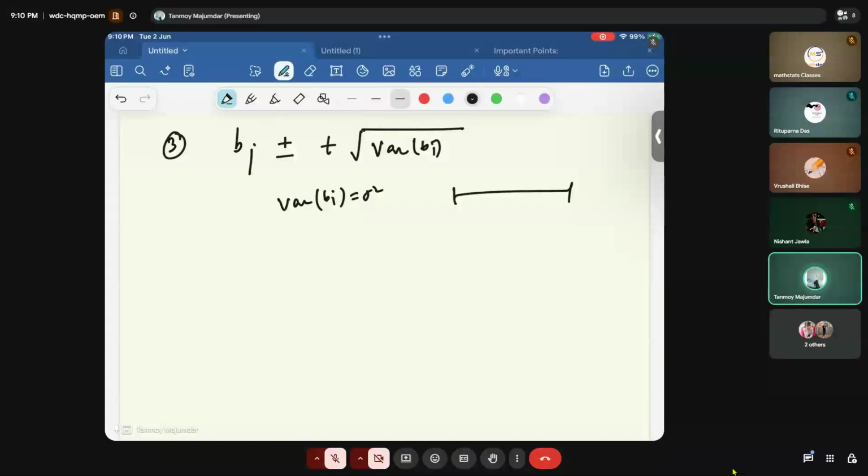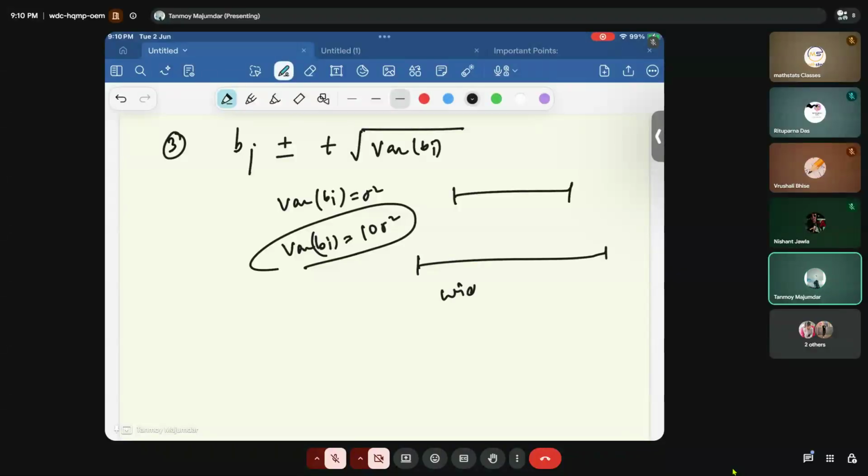But when the variance of bi is like 10 sigma square, what will happen? Then we will be having a wider confidence interval. मतलब कॉन्फिडेंस इंटरवल जो है वो भी बड़ा हो जाएगा. सो सेम कॉन्फिडेंस लेवल यूज कर रहे हैं हम लोग. फॉर एग्जांपल 95% कॉन्फिडेंस लेवल यूज कर रहे हैं. जस्ट बिकॉज ऑफ द वेरिएंस प्रॉब्लम वी आर हैविंग अ वाइडर कॉन्फिडेंस इंटरवल.